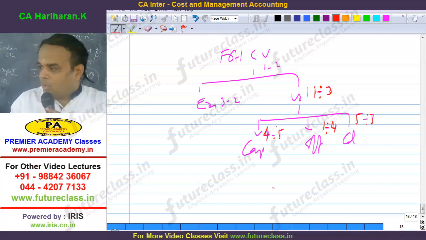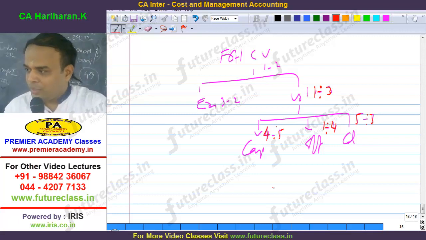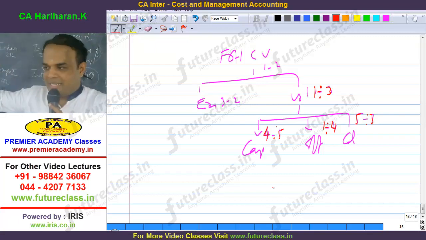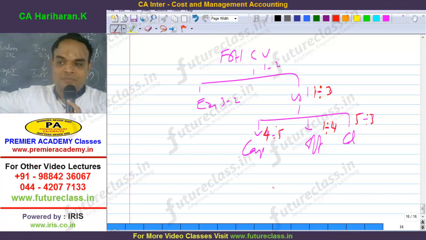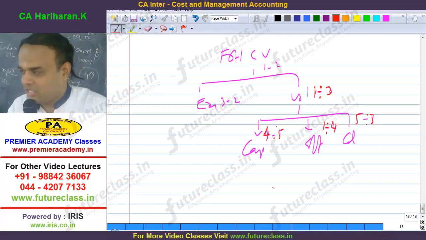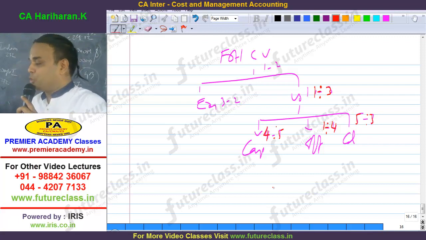Now, for the previous problem, can you please find out the ratios also? Now we are having the formula in your hand. What is the formula for volume ratio? 1 represents actual output into standard rate. Listen here. Formula for calendar variance: 1 represents actual output into standard rate divided by 3 represents budgeted fixed overhead into 100, because for ratio you have to multiply with 100. That's all. Okay?